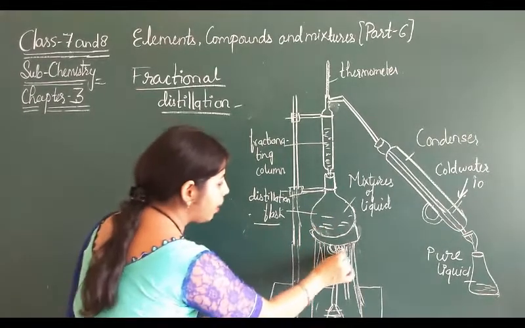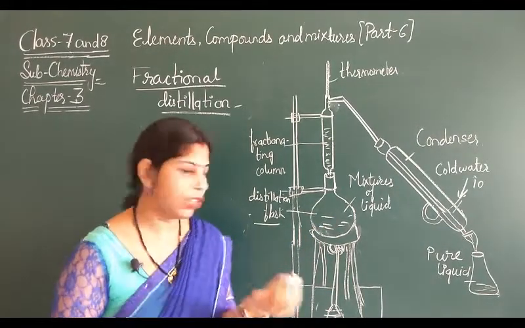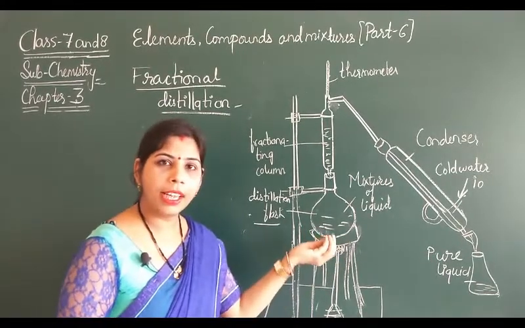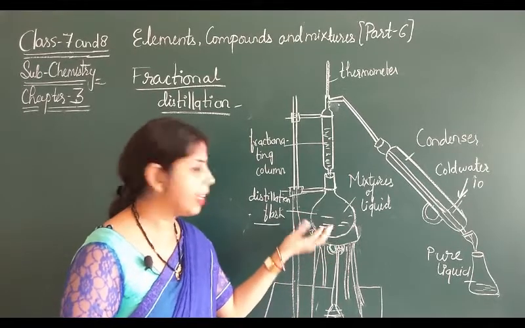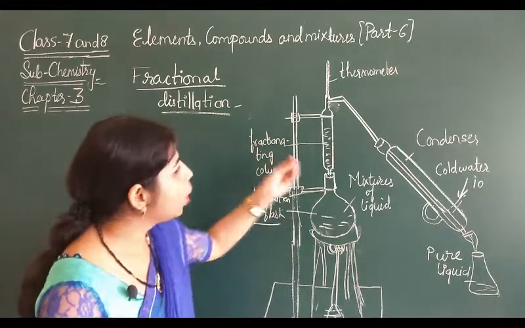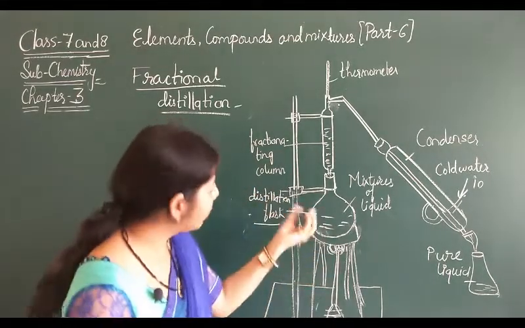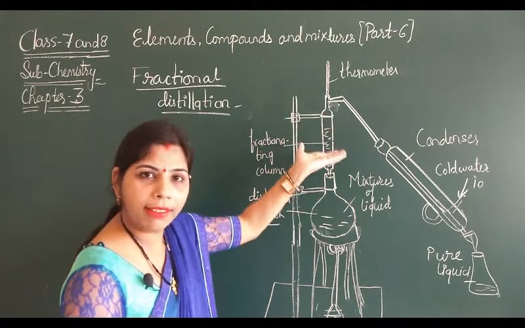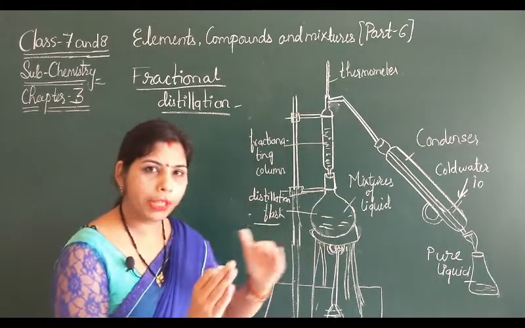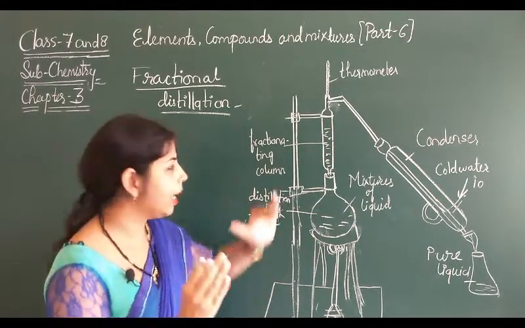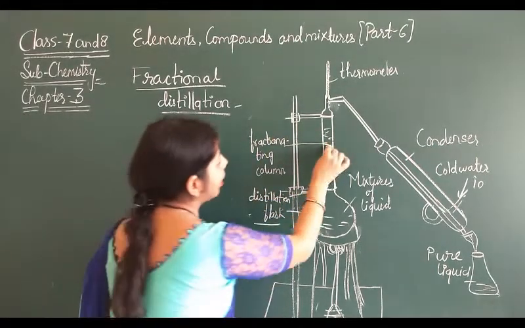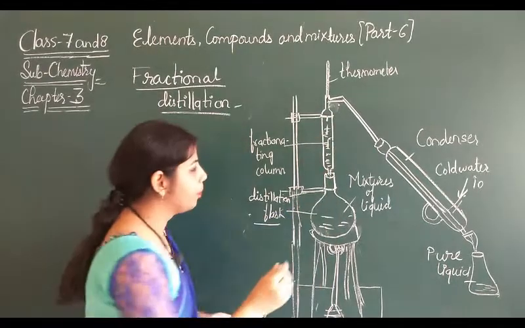Now here the Bunsen burner is there, which is going to heat the mixture. As the mixture is heated, they are going to heat up and start to vaporize. But the liquid which has the lower boiling point is going to vaporize first, and the other, which has an approximately closer boiling point, but the lower boiling point liquid is going to vaporize first and rises in this fractionating tube.